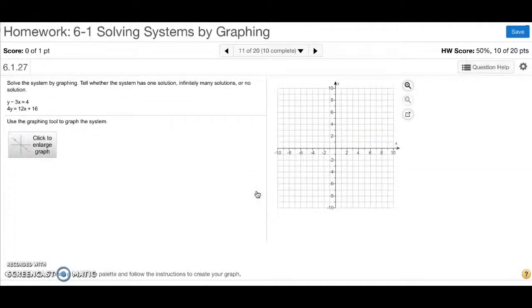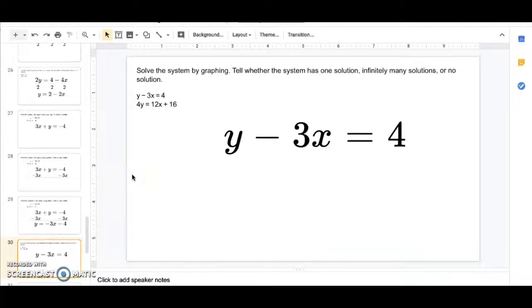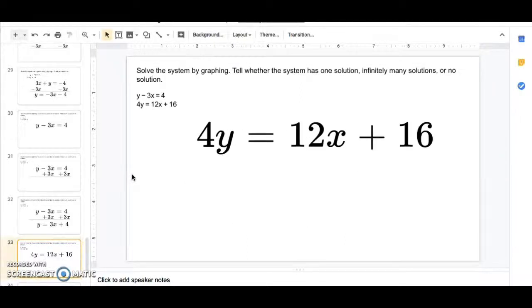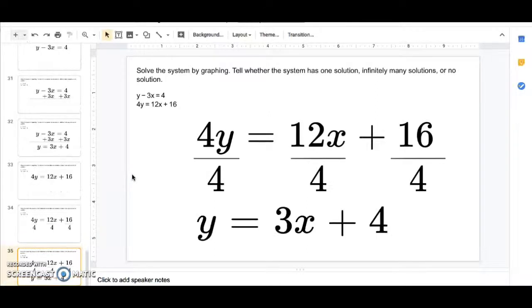Okay, number 11. We are again solving these by graphing, and we are going to tell whether it has one solution, infinitely many, or no solutions. Both of these need to be put in slope-intercept form, so let's do that. We have y minus 3x equals 4. We add 3x to both sides, and we have y equals 3x plus 4. The second equation, we have 4y equals 12x plus 16. We divide everything by 4 to solve for y, and we'll have y equals 3x plus 4.